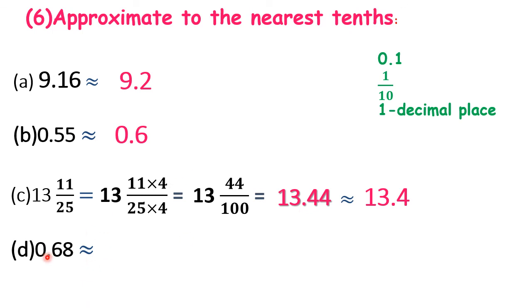To approximate to the nearest tenths, put line in tenths, after the decimal point is tenths. Look at the number 8. 8 strong, give me 1. So the approximation is 0.7, and 8, good boy.